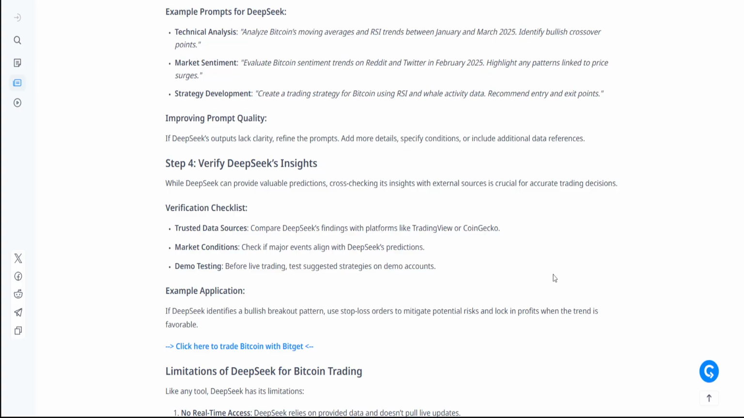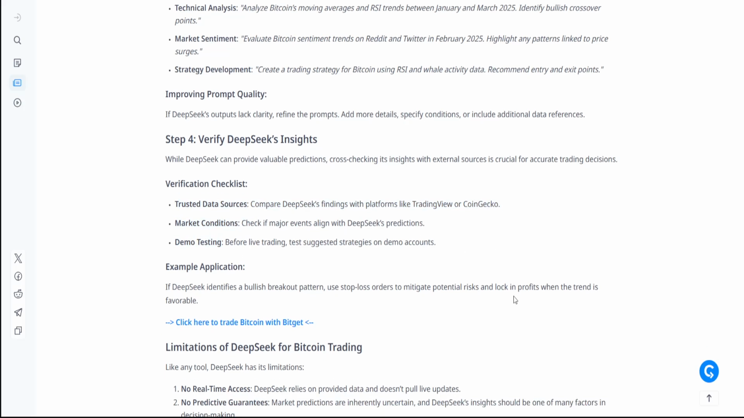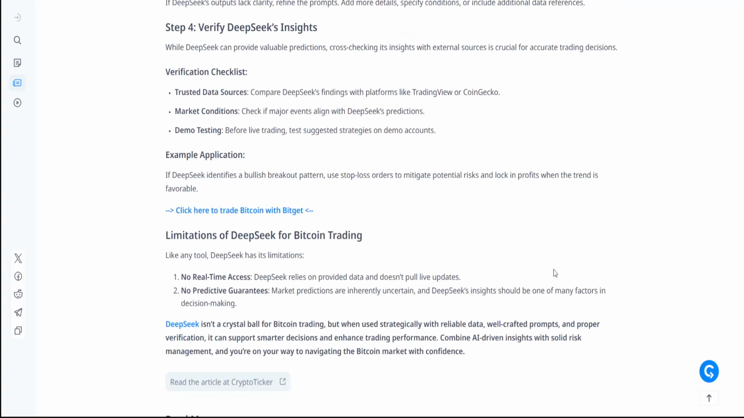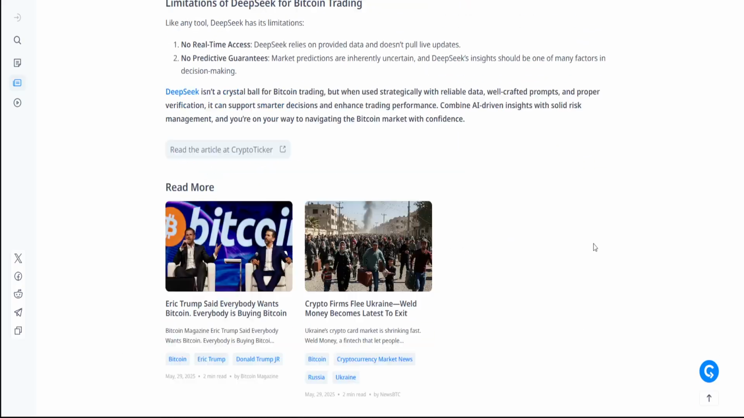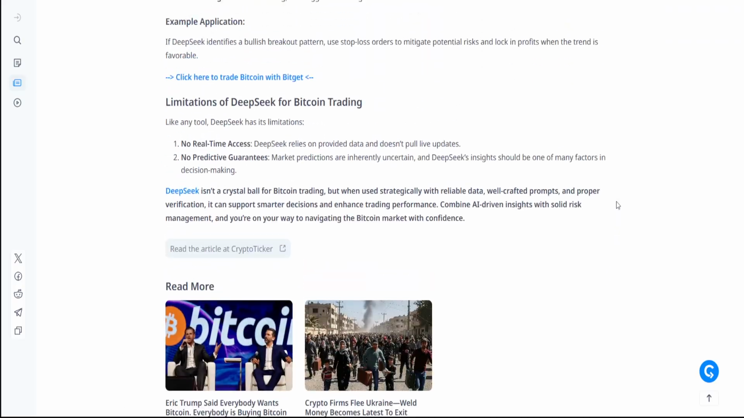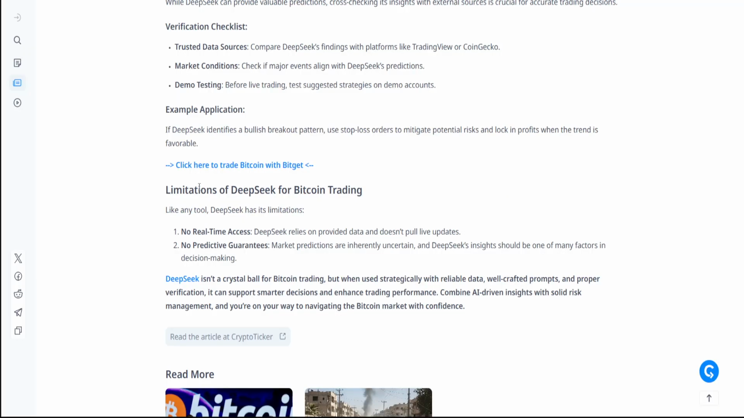So verify DeepSeek's insights, and here's a list of them, like your trusted data source, market conditions, and demo testing. And those are basically what you need to do and learn to use DeepSeek to trade crypto. And as you can see, you can use it by gathering data. And it's that simple. However, there are some limitations to DeepSeek and Bitcoin or crypto trading.